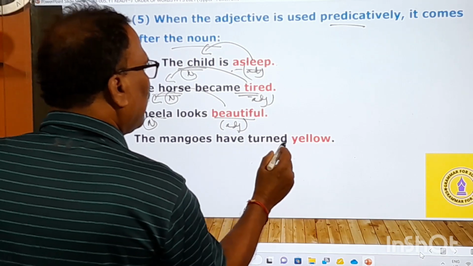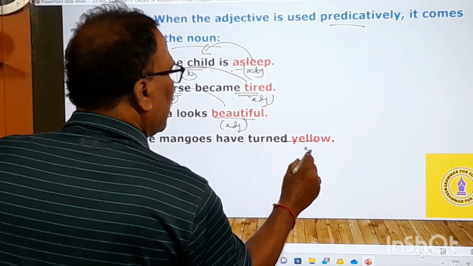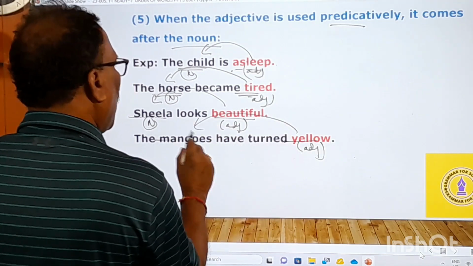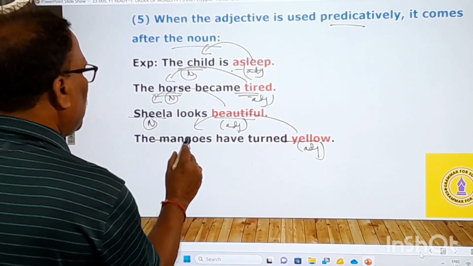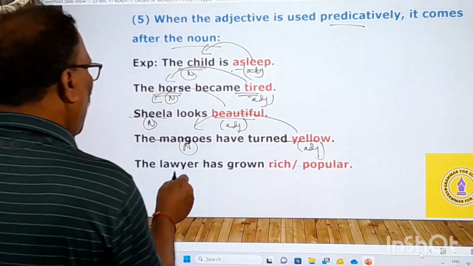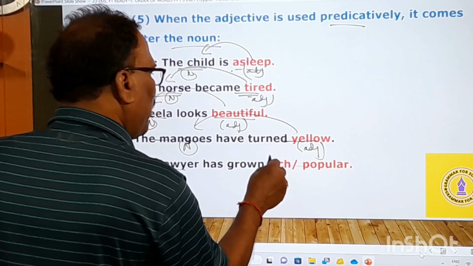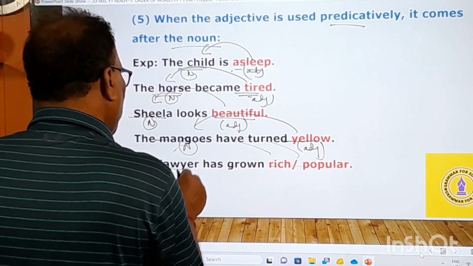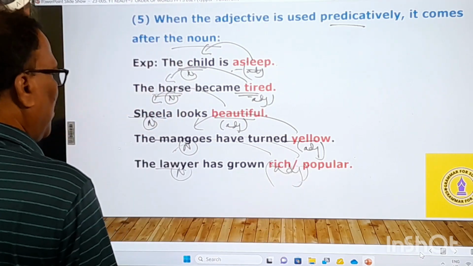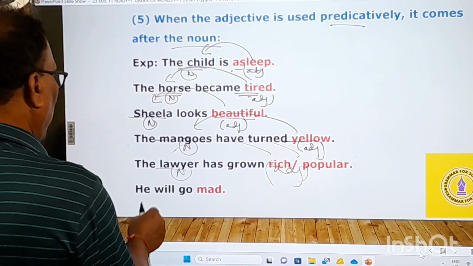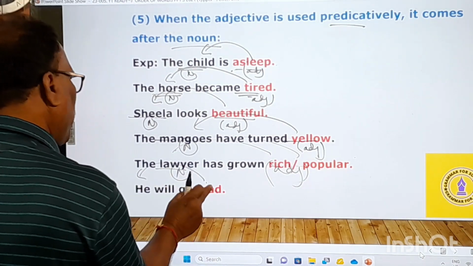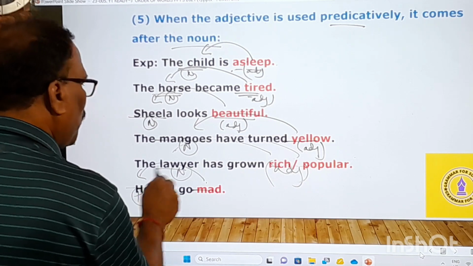The mangoes have turned yellow. So it's an adjective. What is this? Mangoes, after the noun. Mangoes is a noun. Okay. And the lawyer has grown rich and popular. The lawyer who has grown rich and popular, this one, lawyer. So lawyer is what? Noun. And what is this? Adjectives. So he will go mad. So mad. Who will go mad? He. This mad is describing this pronoun. So he will go mad.